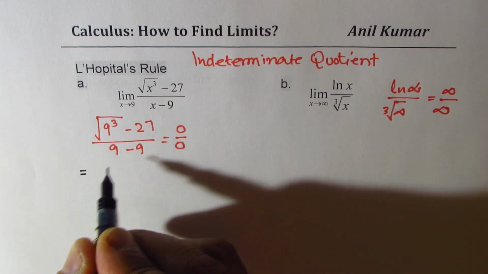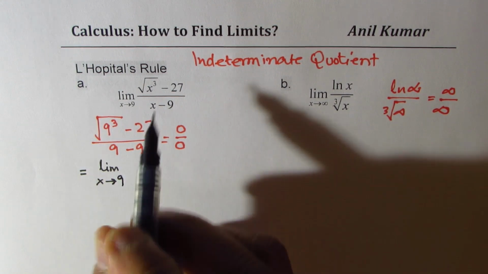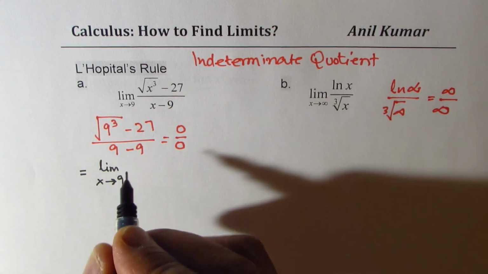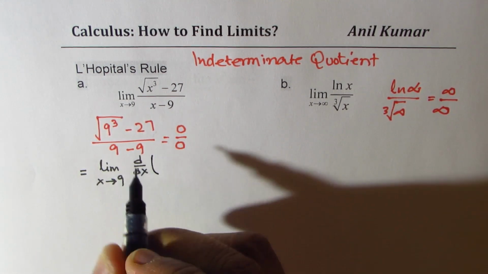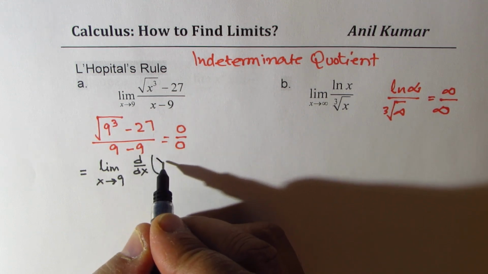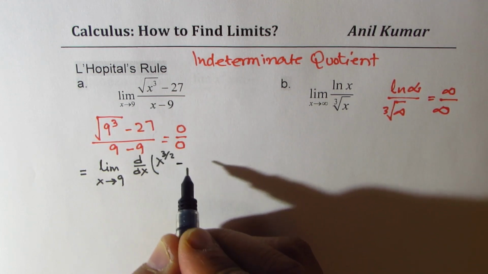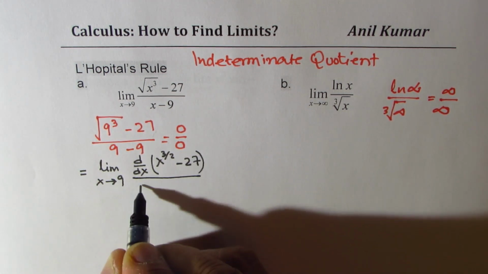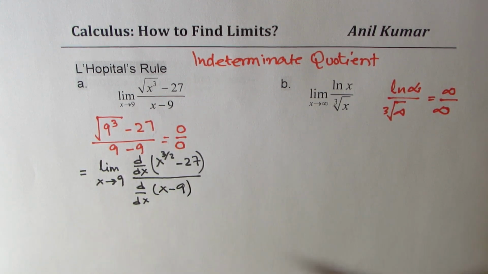So we could rewrite this function as limit x approaches 9, derivative of x cube, which is the power, let me write down, d dx of x cube, 3 over 2, square root of x cube minus 27, divided by the derivative of x minus 9.